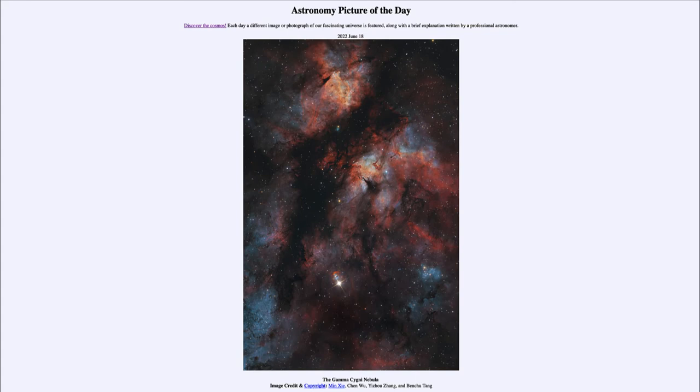So that was our picture of the day for June 18th of 2022. It was titled the Gamma Cygni Nebula.